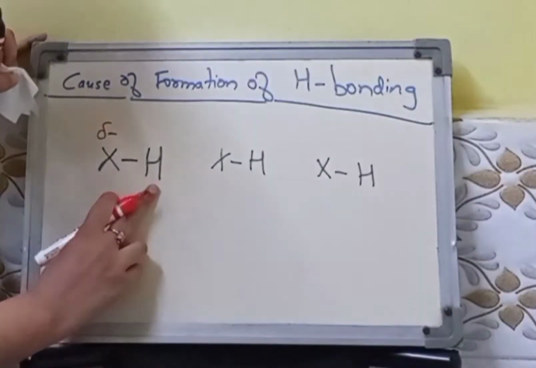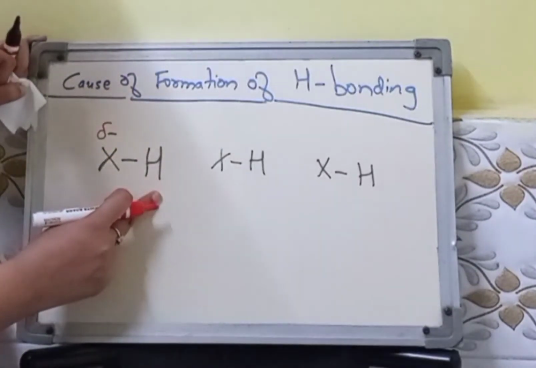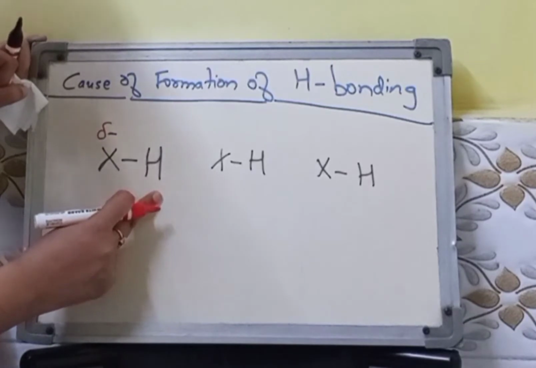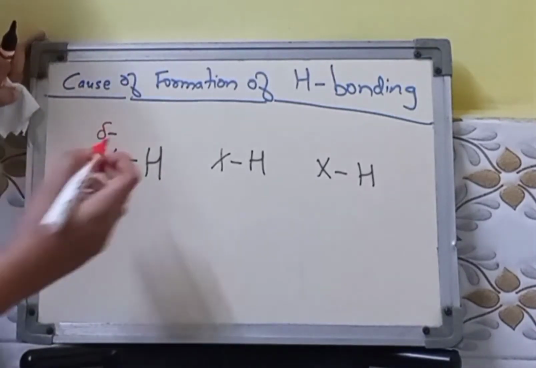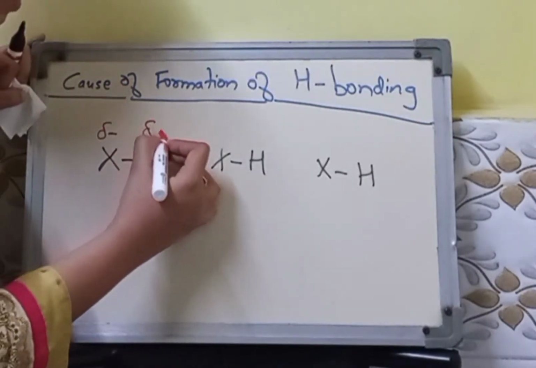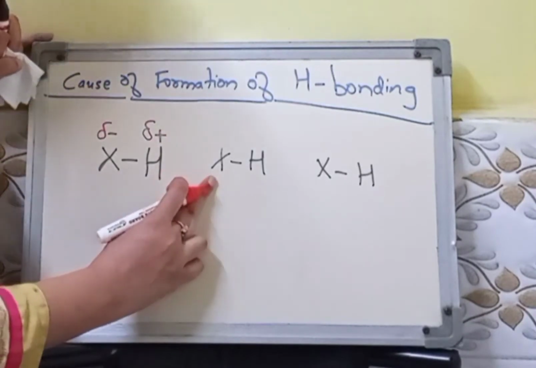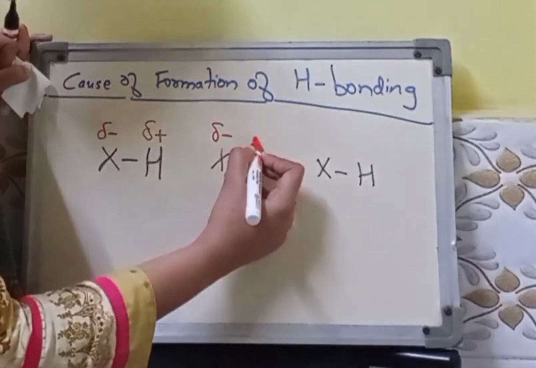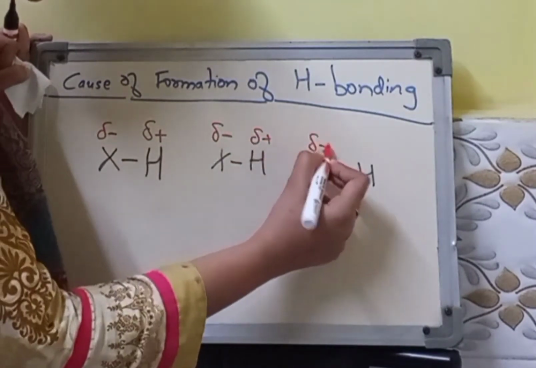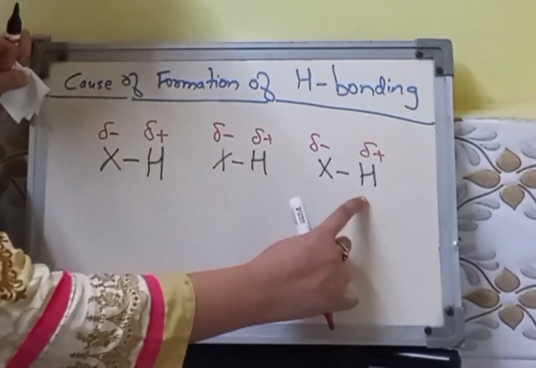And what will happen if electrons are pulled towards your X? What will happen to H? There will be less electron density across it. It will become more electropositive in nature. So this will develop a fractional positive charge. Similarly, here also you can see XH, XH. So I can write partial negative charge, partial positive charge, partial negative charge, partial positive charge, because you know that the bond here is polar.